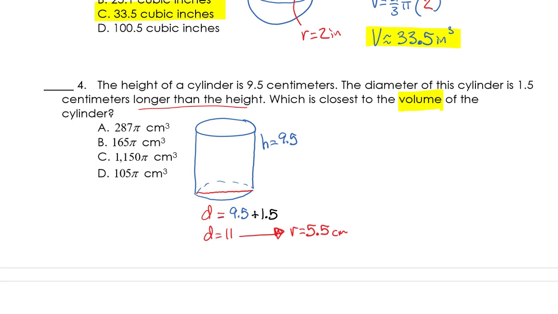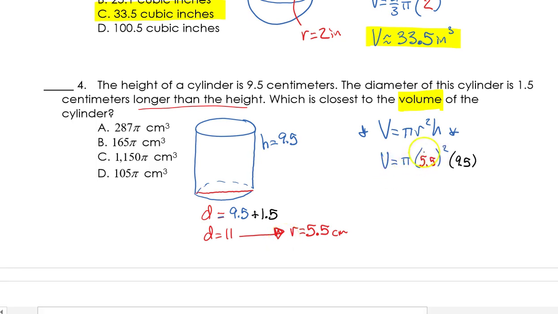We're asked to find the volume. Looking at our formula from the formula sheet, the volume is equal to pi r squared h, and we have the height and our radius value. Substituting these in, the volume is equal to pi times 5.5 squared times 9.5. Looking at our answer choices, we see that all the answers are left in terms of pi, so we are going to multiply all of the numbers together, leaving the pi in terms of our answer, which gives us approximately 287.4 pi centimeters cubed, which gives us an answer choice of A, 287 pi centimeters cubed.